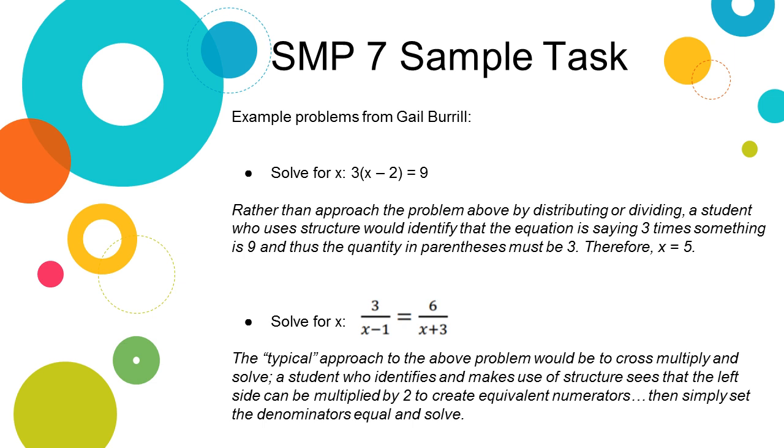So a typical approach would be to cross multiply and solve. But your students who are identifying and making use of structure can see that the left side can be multiplied by 2 to create those equivalent numerators, and then they simply set the denominators equal and solve.